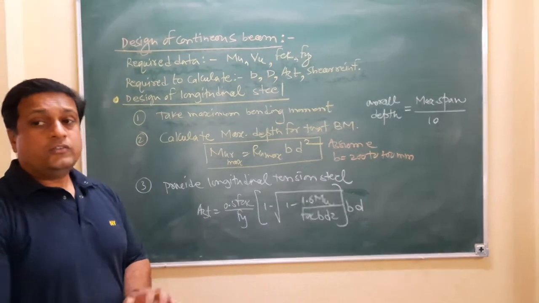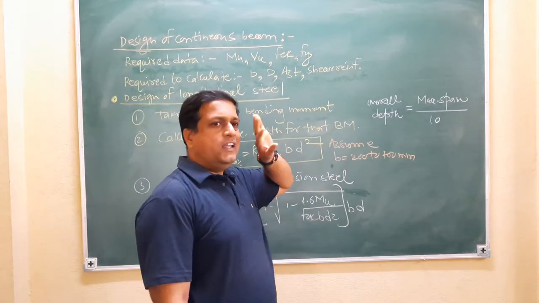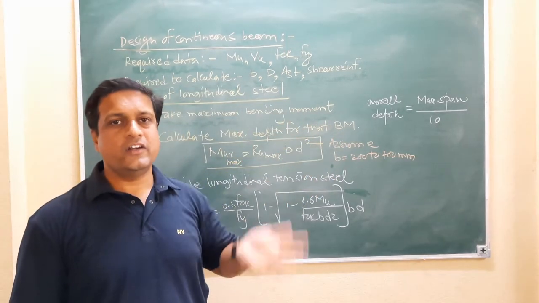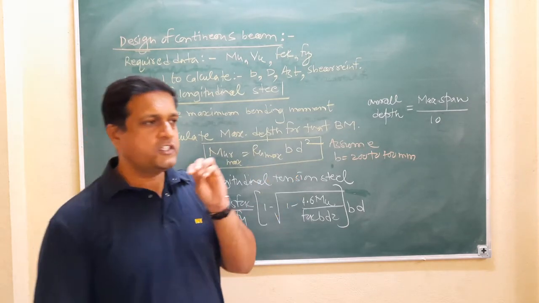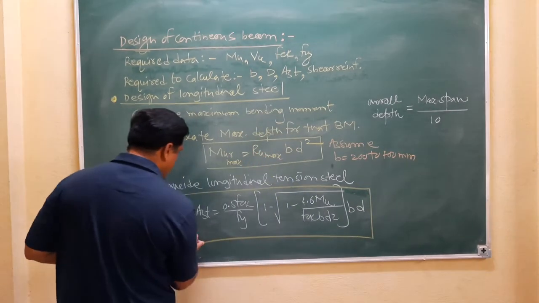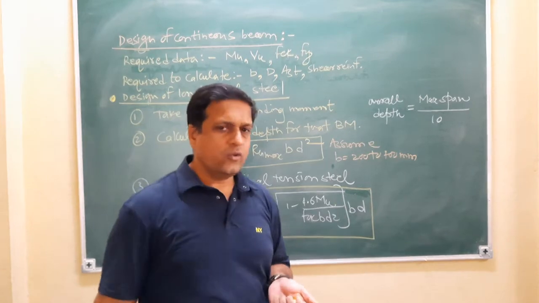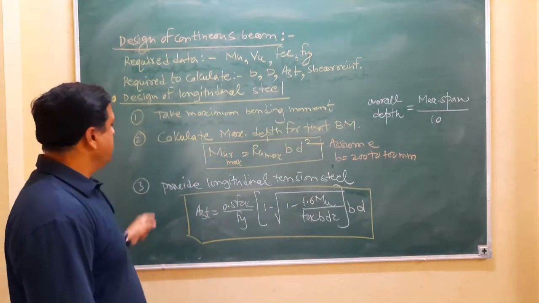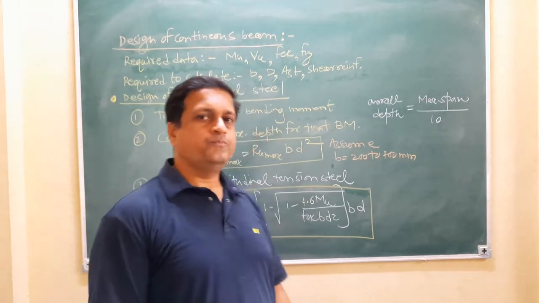Because you are providing the depth for the maximum bending moment, that means in all other sections, at support, at span, at interior support, at next to end support, all other locations, the beam is acting as an under reinforced section. So simply you have to use this formula, find out the steel and provide the steel at different locations. So these are the three main steps you have to follow while designing the beam for the flexure.